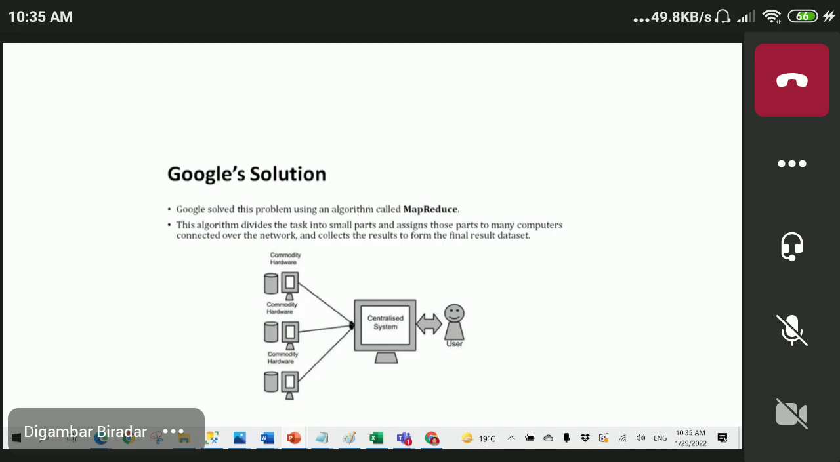Next, who has developed this one first? So the concept of big data in the 1990s: Google suddenly got a lot of data, but they were not able to process it, so they thought about how they would process this larger data they had at that time. But at that time they didn't find the solution, but they started with this concept. What they did, Google solved this problem using the MapReduce algorithm. So this algorithm divides the task into smaller parts and assigns those parts to many computers connected over the network and collects the results to form the final result.